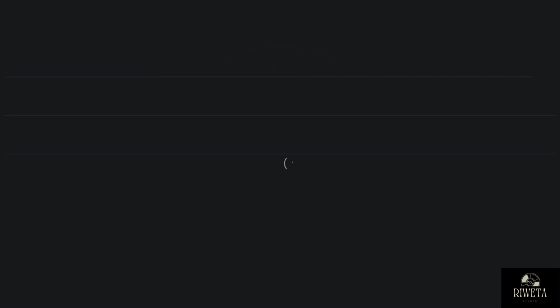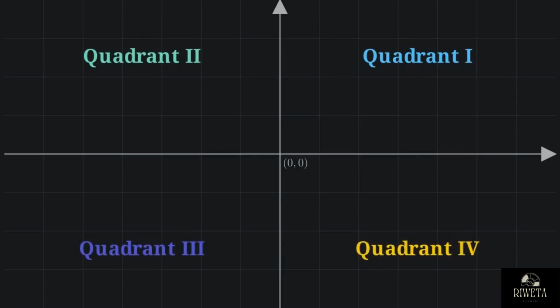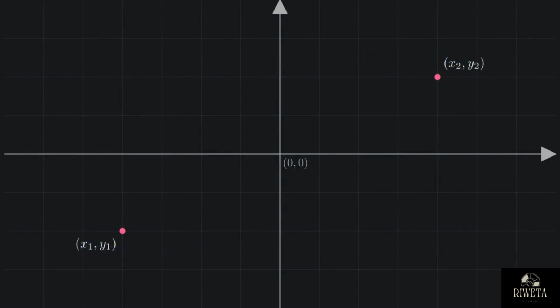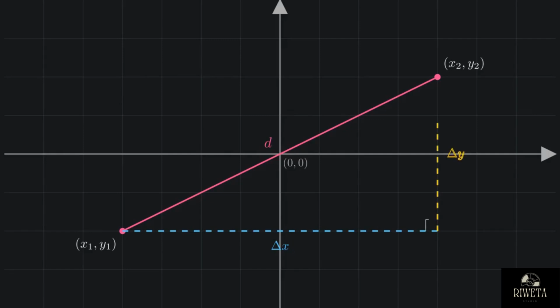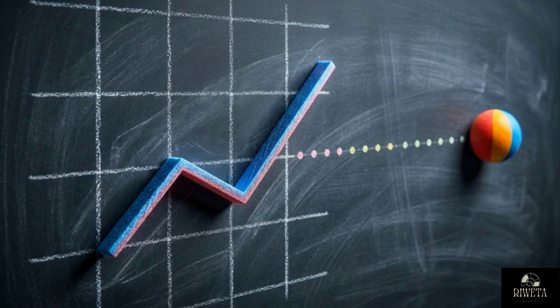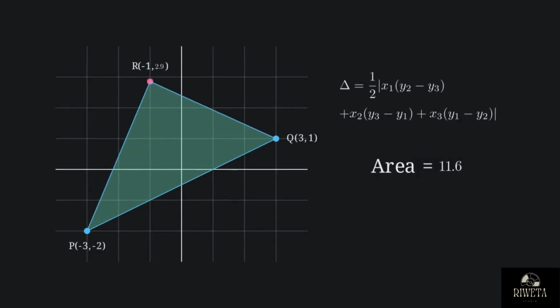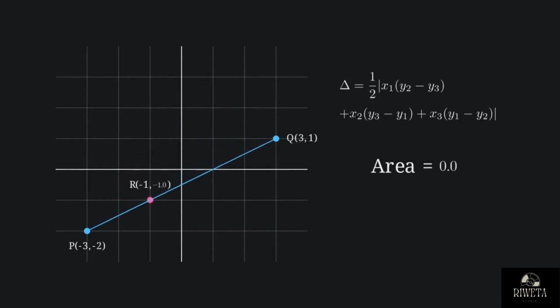To visualize continuous data, we move from sets into the Cartesian coordinate system, organizing the plane into 4 quadrants. Here, we measure distance between any 2 points by calculating the horizontal change in x, the vertical change in y, and applying the Pythagorean theorem. Using the section formula, we can locate any specific point along a line segment at a set ratio, whether it falls internally between the points or externally beyond them. We can also calculate the area of any triangle formed by 3 sets of coordinates. If the area is exactly 0, we have mathematical proof that the points are collinear.